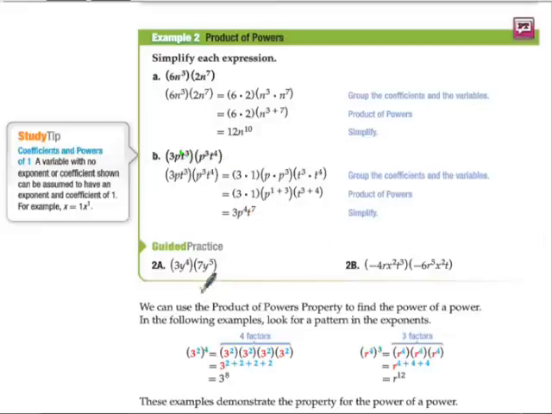Take a second, pause the video right here, try and do 2a and 2b. Go ahead and pause the video now. Pause it.